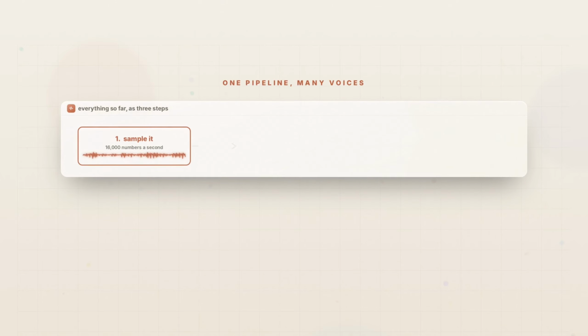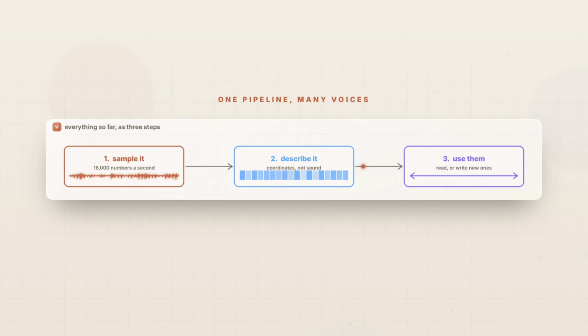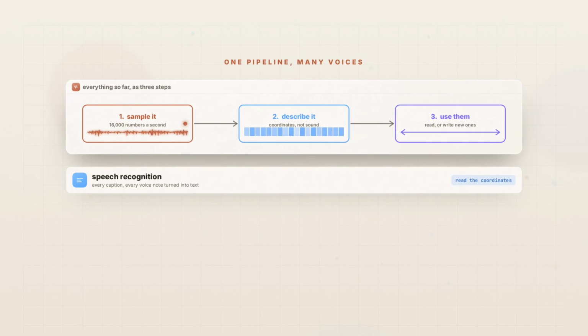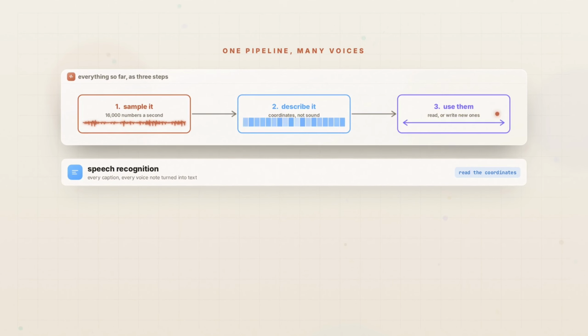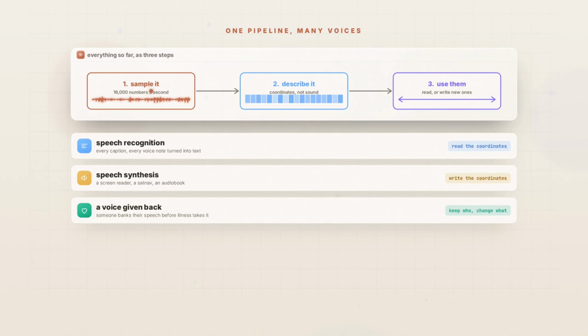sentence. Step back, because everything we just built is in one pipeline: chop the sound into numbers, describe those numbers as coordinates, then either read the coordinates or write new ones. Read them and you get speech recognition, audio in, text out. Every caption you've ever switched on, every voice note that you've turned into words. Write them instead, starting from text, and you get synthesis: a screen reader, a sat nav, an audiobook in a voice nobody ever recorded. Keep the identity coordinates, swap the words, and you get cloning.